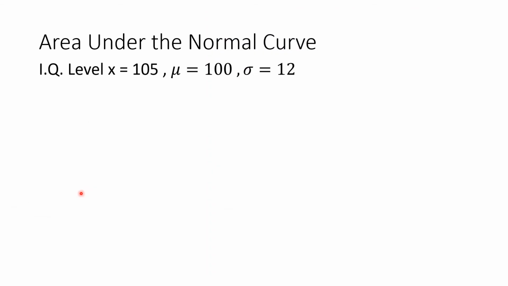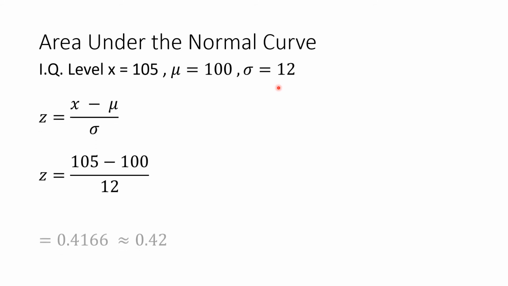Let us now use the concept of z-score and area under the normal curve in a particular situation. Let's say you would like to determine the IQ level of a certain population, or the probability of those who have an IQ level between 105 to 100, wherein the mean is 100 and the standard deviation is 12. So let us first get the z-score, and that would be equal to 0.42.